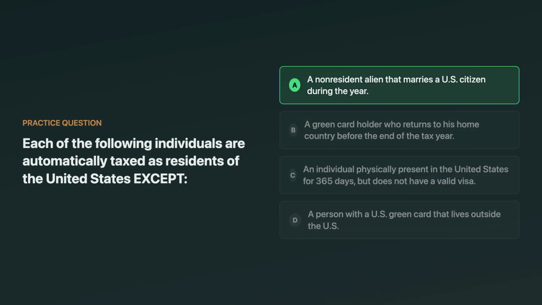The correct answer is the non-resident alien who marries a U.S. citizen during the year. Marriage alone doesn't automatically make them a U.S. tax resident. They become treated as a resident only if the spouses make the joint election to treat the non-resident spouse as a resident. The tempting wrong answer is the green card holder living abroad, but green card status generally still makes you a resident.